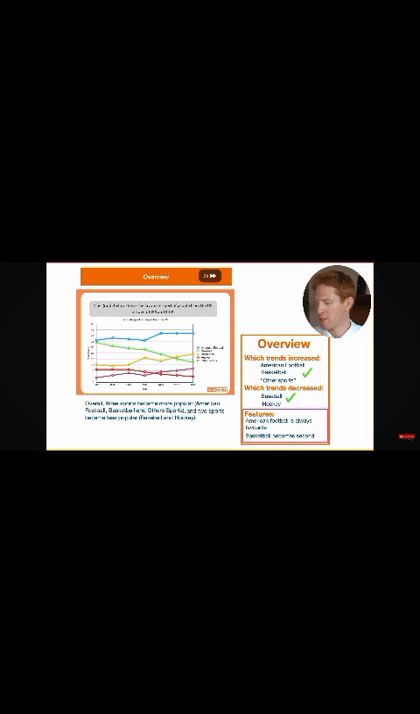Let's talk about the fact that American football is always the favorite. While American football consistently remained the most popular sport, and now let's mention basketball becoming the second, baseball was overtaken by basketball, which became the second most popular. Brilliant. This is a great overview.